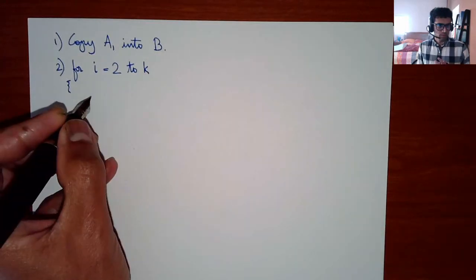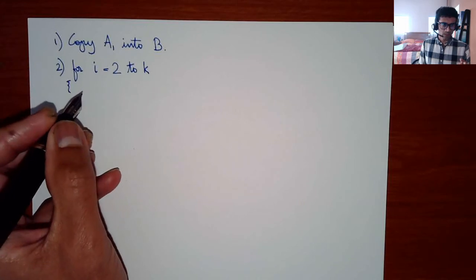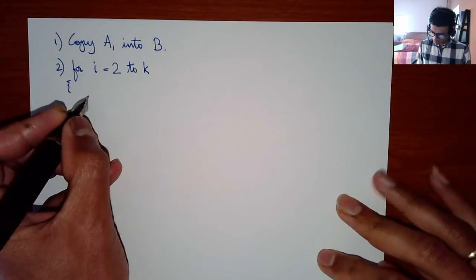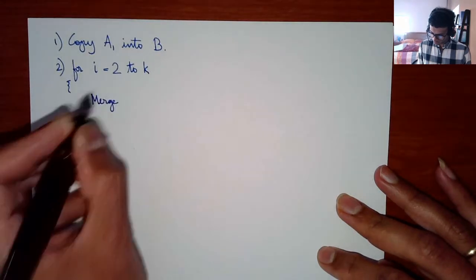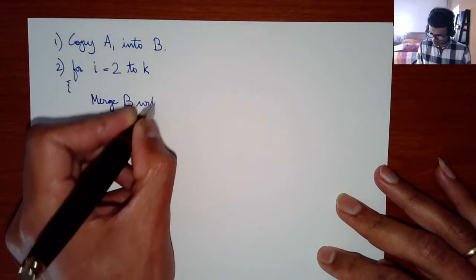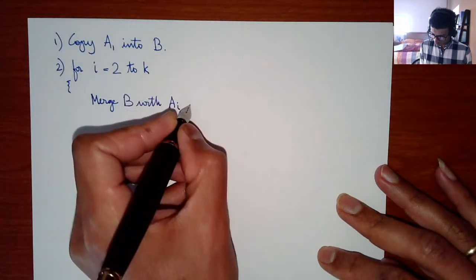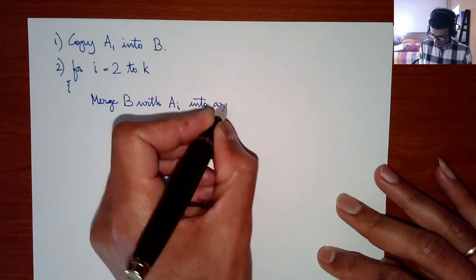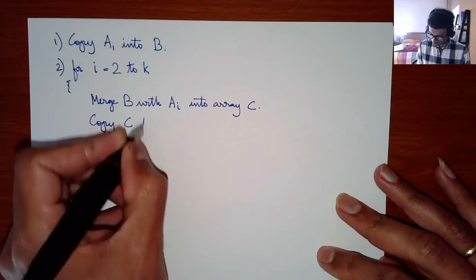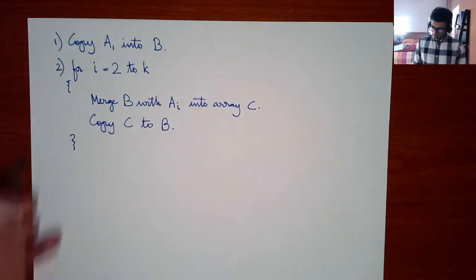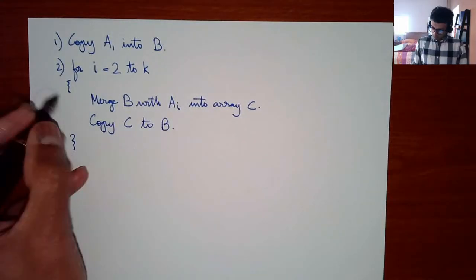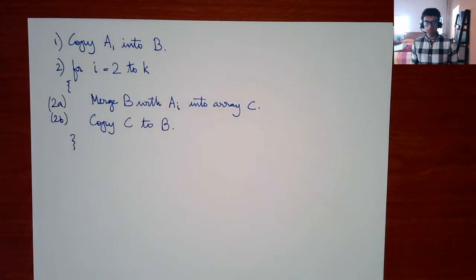So what I'm going to write is maybe not the most efficient way of doing it. You can make it more efficient, but asymptotically in terms of big O, it'll be the same. So, merge B with Ai into an array C. Then you just copy C to B. That's it. Okay, so this is 2A and this is 2B. Does this make sense?